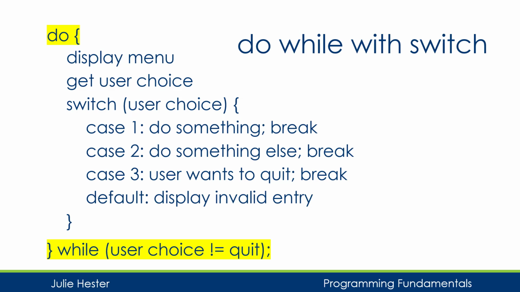And then the rest of it looks like it did before. This do while loop will continue until the user chooses the option that in this case was case 3. So case 3 is when the user chose to quit, and the default is used whenever an invalid entry has been entered. So let's now go and build an example program with this, and I want to build a program that simulates an ATM machine.